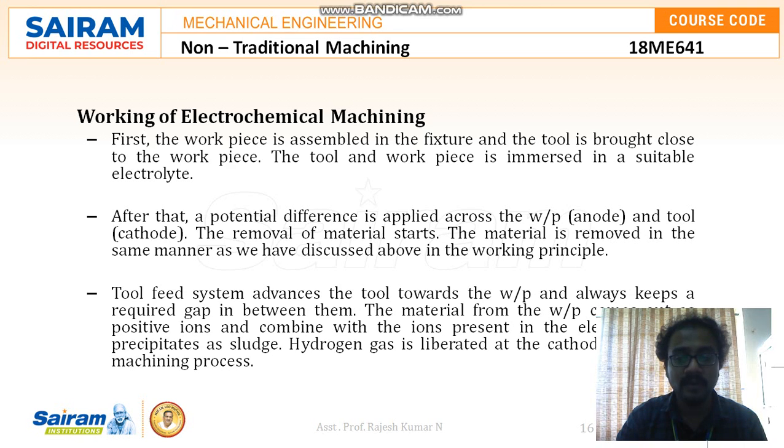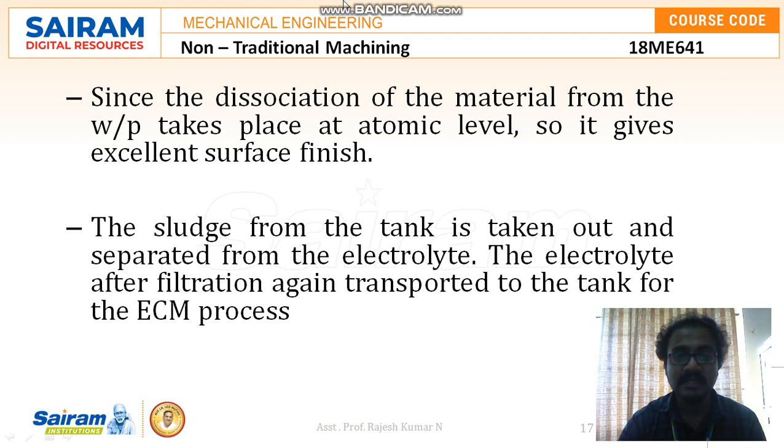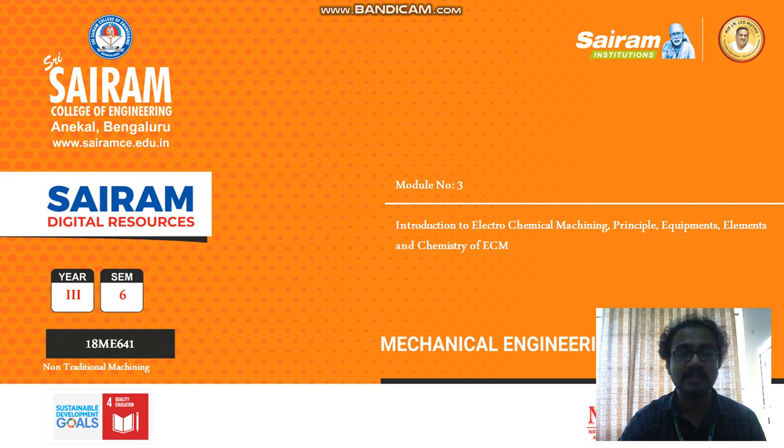The tool feed system advances the tool towards the workpiece and always keeps a required gap between them. The material from the workpiece comes out as positive ions and combines with the ions present in the electrolyte and precipitates as sludge, and hydrogen gas is liberated at the cathode during the machining process. Since the dissociation of the material from the workpiece takes place at the atomic level, it gives an excellent surface finish. The sludge from the tank is taken out and separated from the electrolyte. The electrolyte, after filtration, is again transported to the tank for the ECM process.